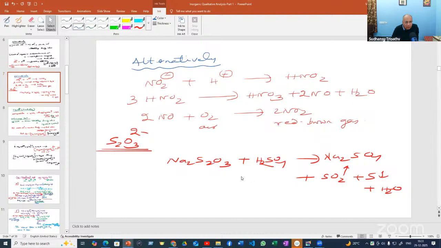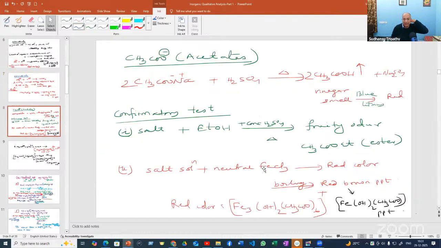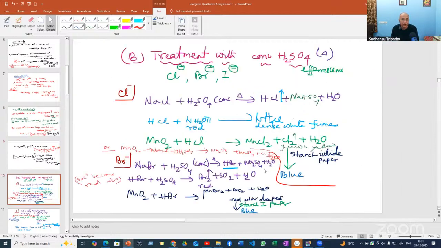Thiosulfate is a cousin sister of sulfide. It will produce the same SO2 but a yellow colloidal sulfur precipitate, along with SO2, and the same potassium dichromate test. So thiosulfate and sulfite behave similarly. So they are under one category: nitrite, sulfite, thiosulfate, carbonate, acetate. These belong to one category. If you fail, then go to the second category: treatment with conc. sulfuric acid.